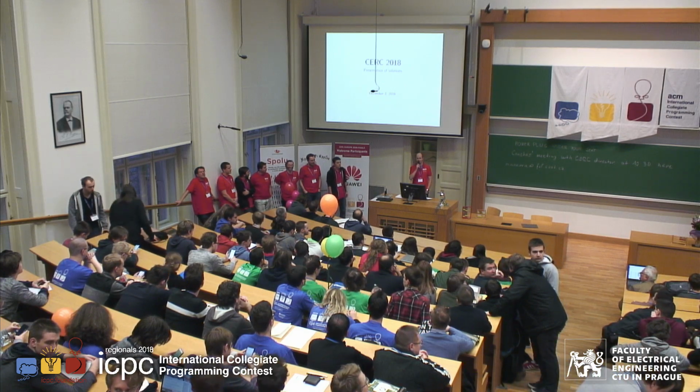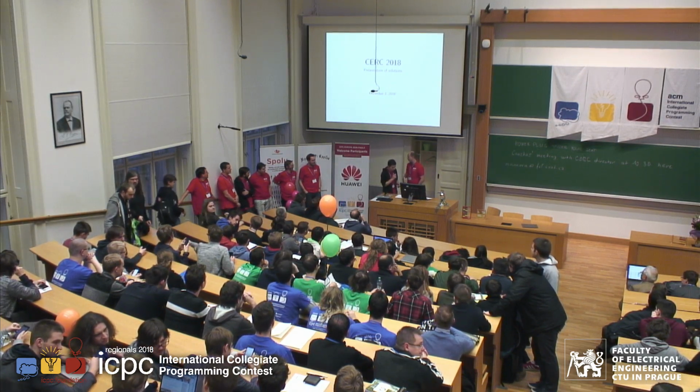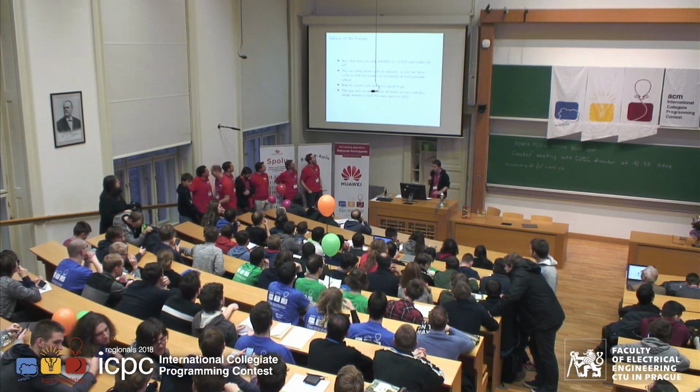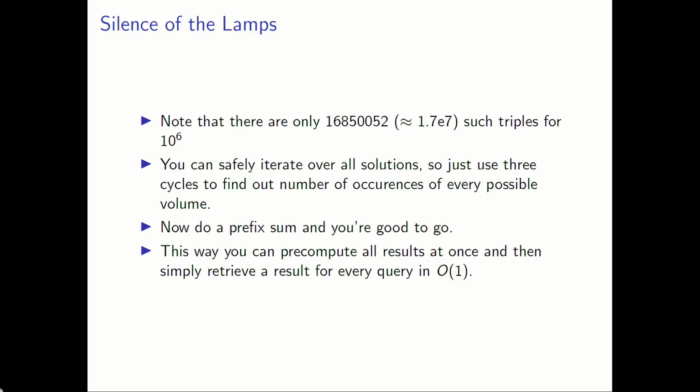So let's start. The first problem will be presented by Roman. Okay, thanks. So the first problem was Silence of the Lamps. It was the easiest problem, which many of you found out. It's basically just about using 3 for loops to pre-compute the number of possible volumes, then doing a prefix sum, and of course there's the key observation that you can pre-compute all the results at once and not do it for every query. And since there are only like 200 million of those, for loops are sufficient. So who's next?